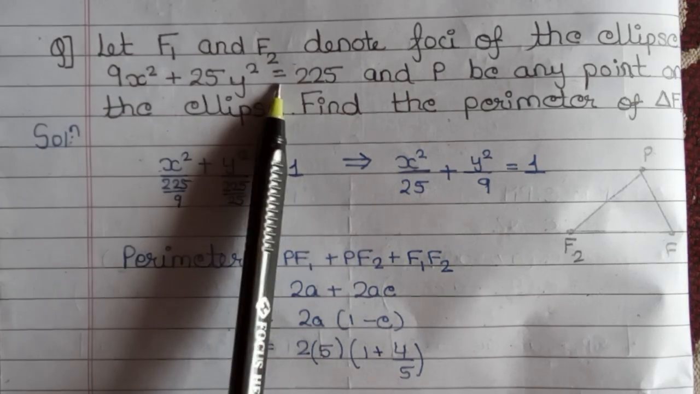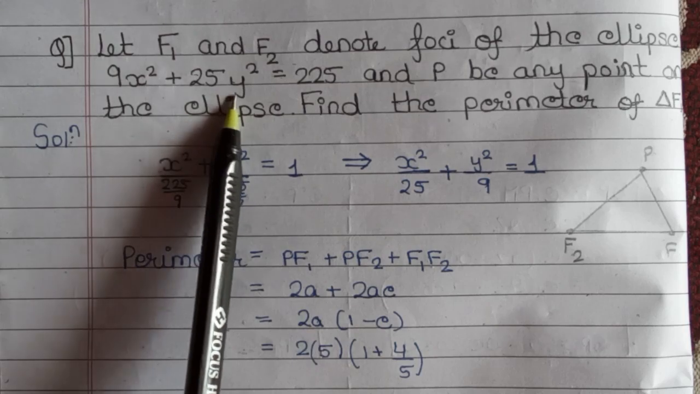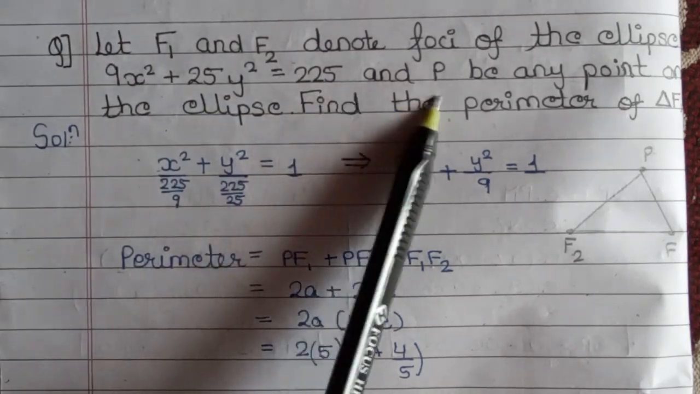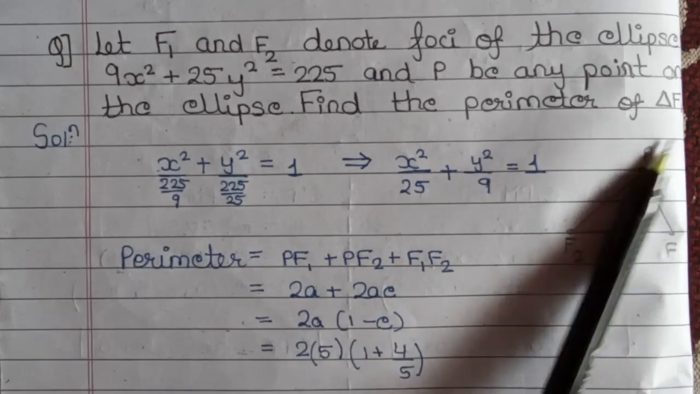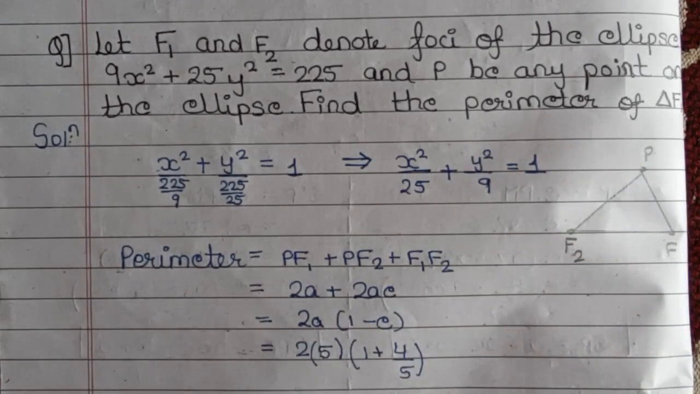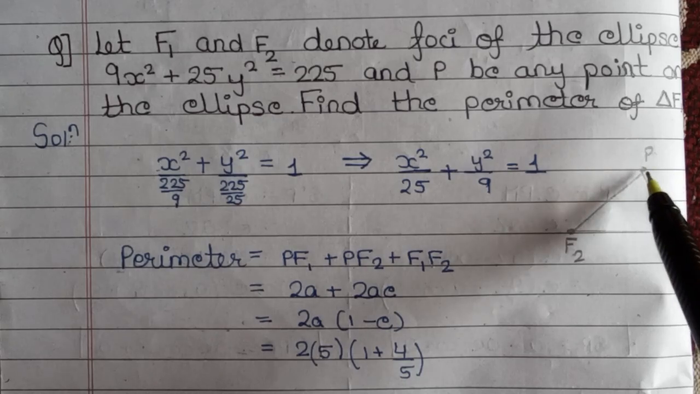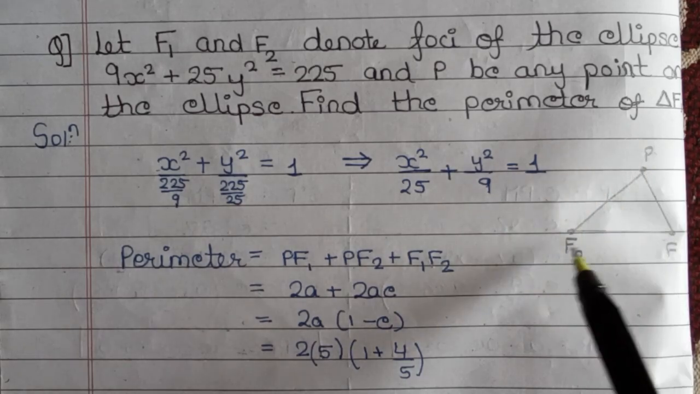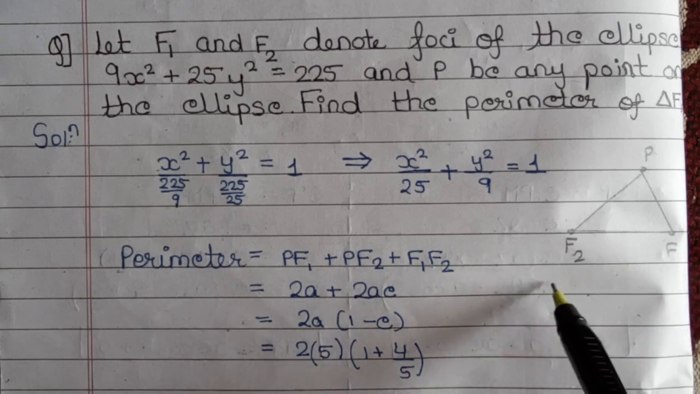Let F1 and F2 denote foci of the ellipse 9x square plus 25y square is equal to 225 and P be any point on the ellipse. Find the perimeter of triangle F1, F2 and P. So this is the triangle, P is any general point of the ellipse. F1 and F2 are the foci. Here it is F1 and here it is F2.